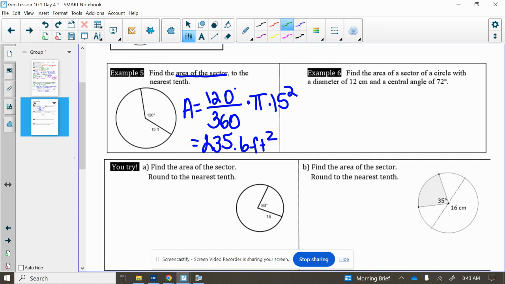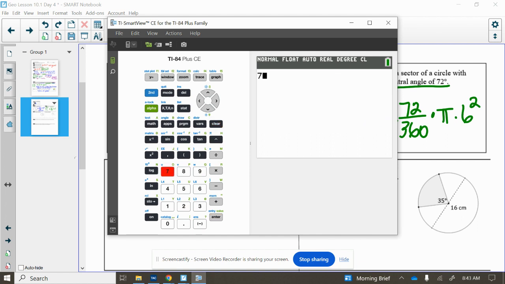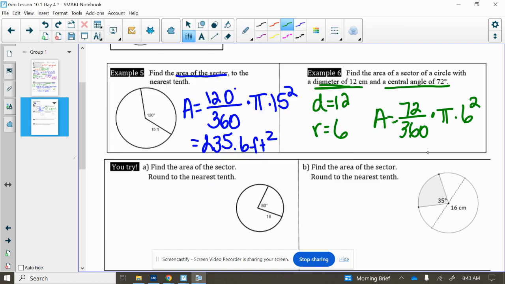And then next example, this time they start by giving us the diameter. So we know we need to cut that in half to have the radius. So the radius is going to be 6. Central angle measure this time is 72 degrees. So 72 divided by 360 times pi times that radius value squared. Again, we can type this as 72 divided by 360, times pi times that radius value squared. This time we get about 22.6 centimeters squared for that.